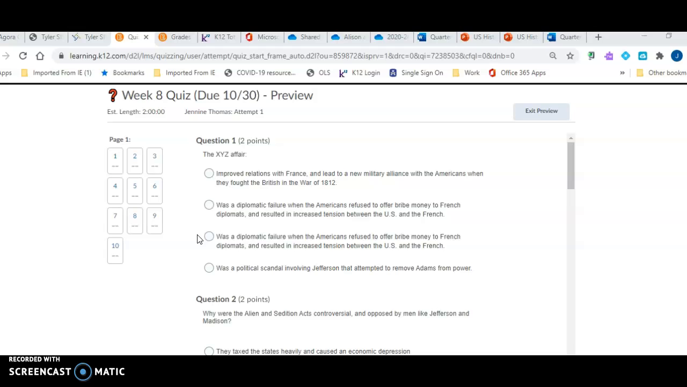Was a diplomatic failure when the Americans refused to offer bribe money to the French diplomats and resulted in increased tensions between the U.S. and the French. Was a political scandal involving Jefferson that attempted to remove Adams from power.